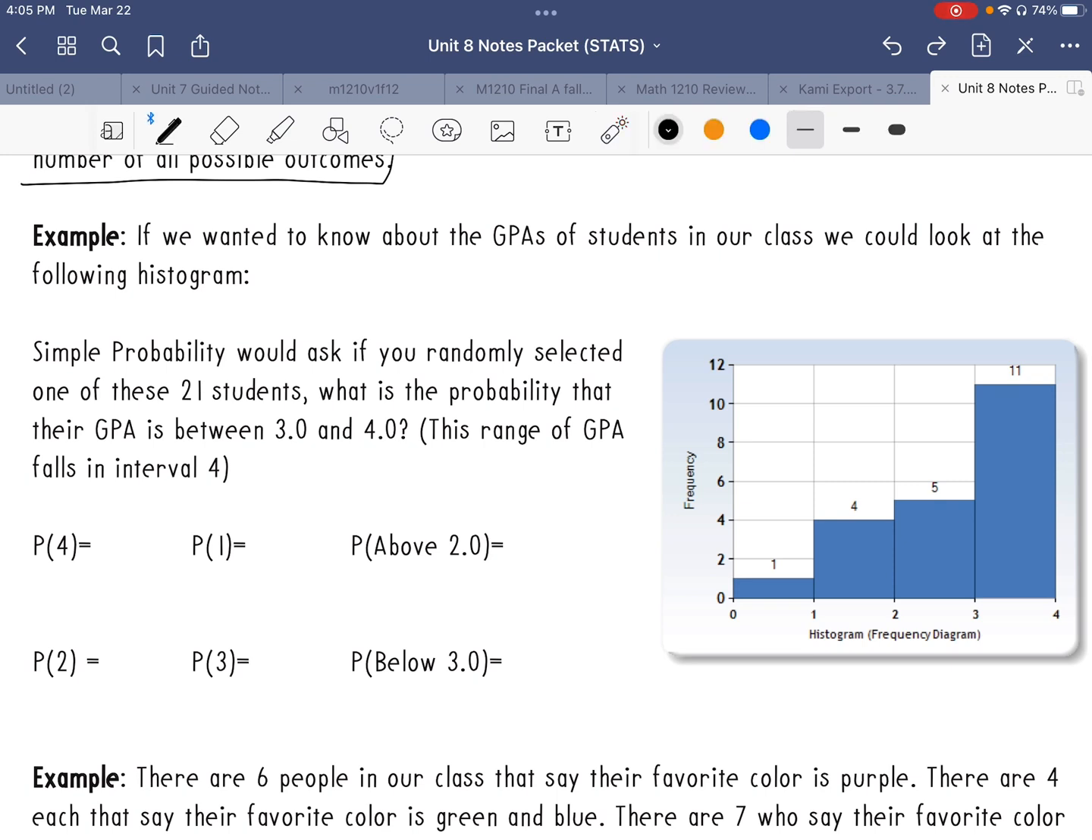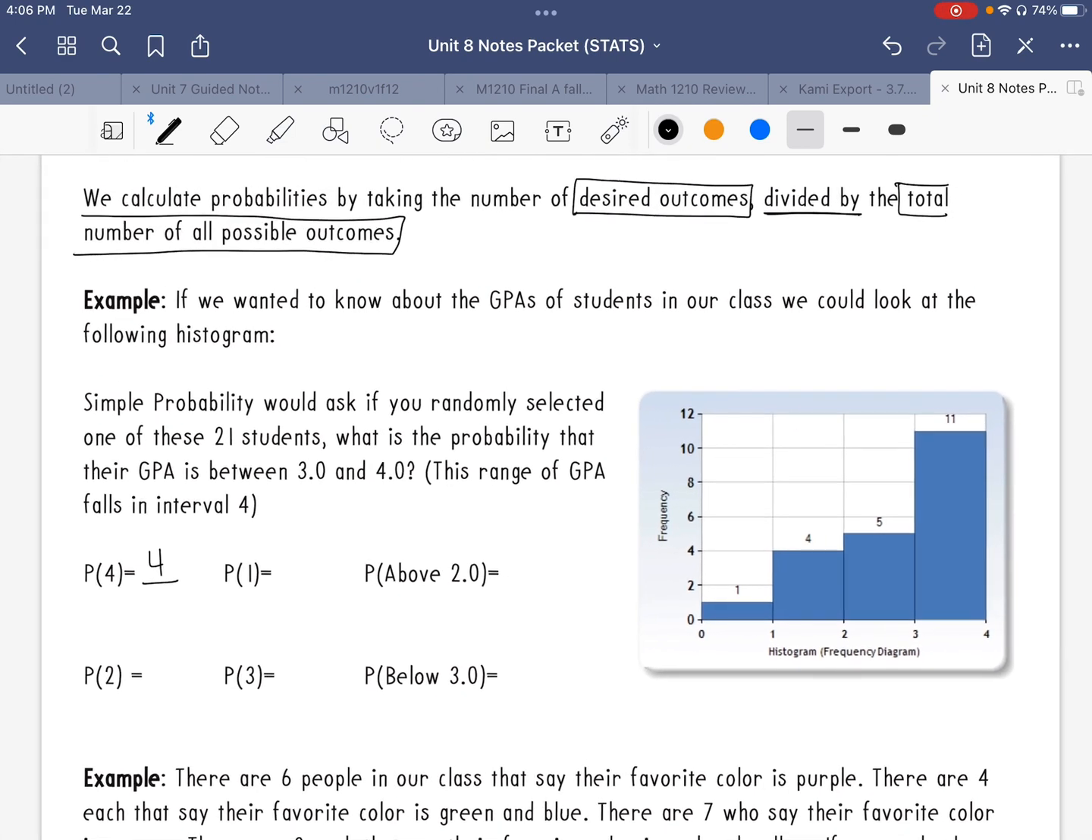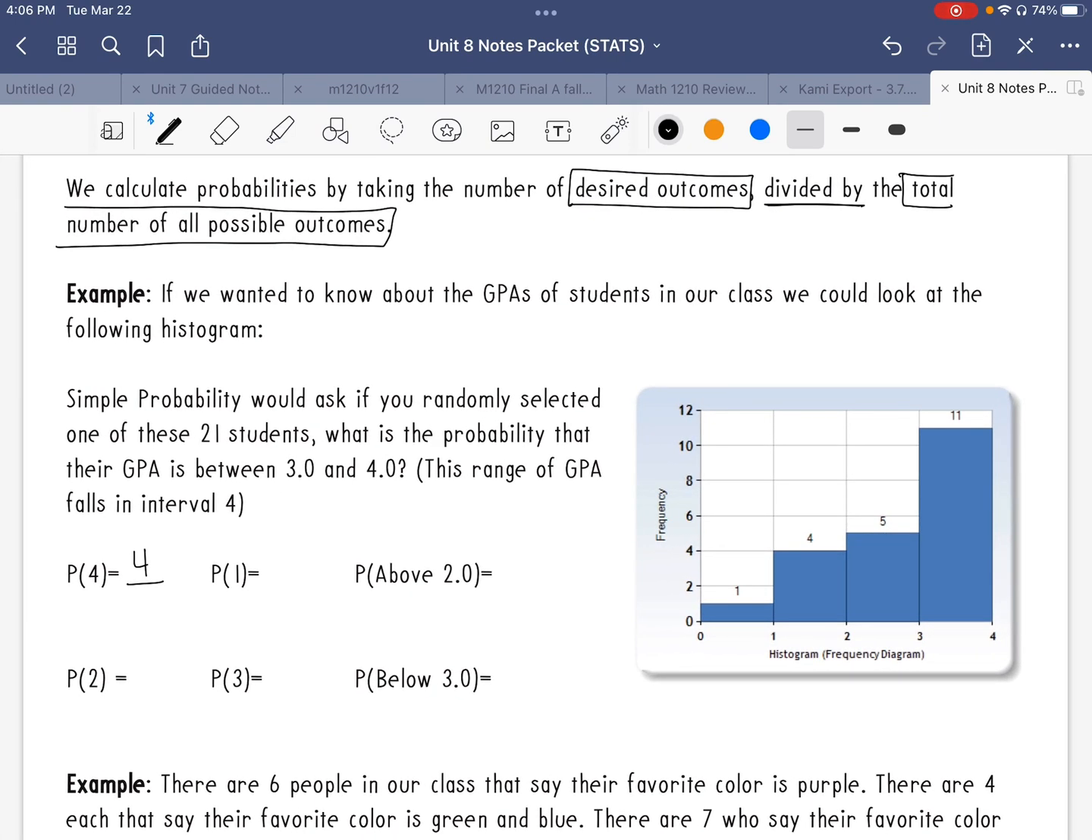So it would be 4 of our students that would give us our desired outcome. That's our desired outcome. So that would be 4 of them divided by the total number of possibilities. Well, if there's 21 students' names in the hat or bag, then we can do 4 out of 21. Now you can leave this as a fraction. That is fine. In fact, that's what I would most prefer.